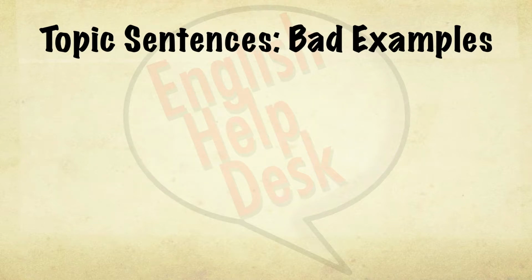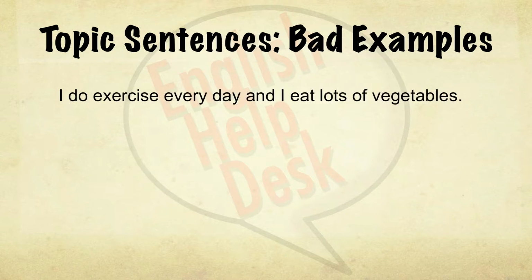Let's have a look at some bad examples. Think about why these are not good topic sentences. I do exercise every day and I eat lots of vegetables. This is not good because we basically have two main ideas: doing exercise, eating lots of vegetables. We could write two different paragraphs exploring each of those ideas.